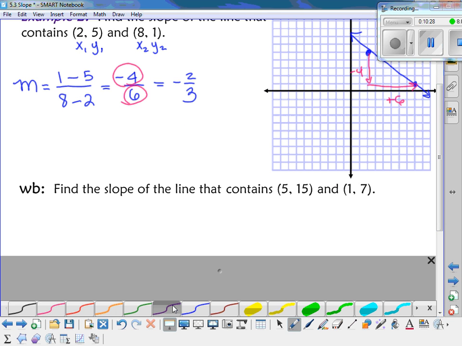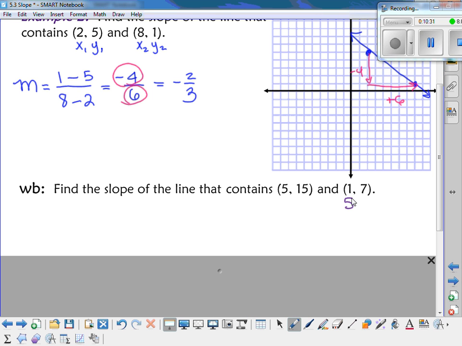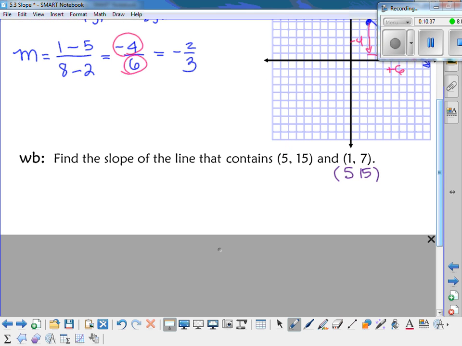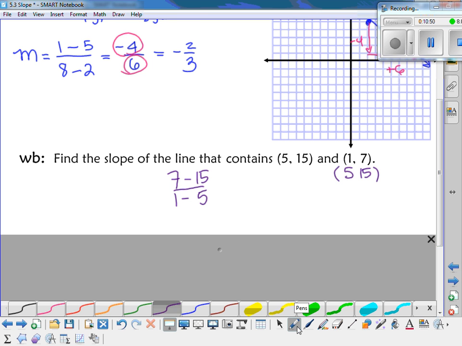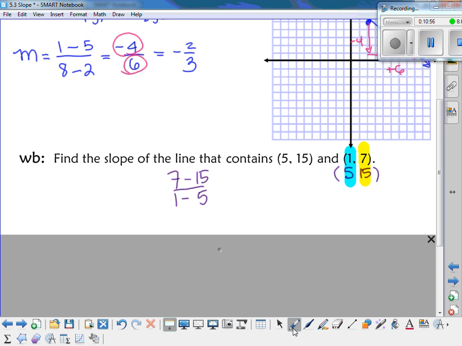Okay, so what you can do if you want to make sure you keep them in the same order is you can write them one over the other, and again, it's just like a subtraction problem. Then I take the y's first. I do 7 minus 15 on top, and then on the bottom I do 1 minus 5. So sometimes it helps you to see it if you write just one over the other, and that way you keep them in the same order, but it's up to you. So 7 minus 15 is a negative 8, 1 minus 5 is a negative 4, and then that reduces to a positive 2, which most of you eventually ended up with.